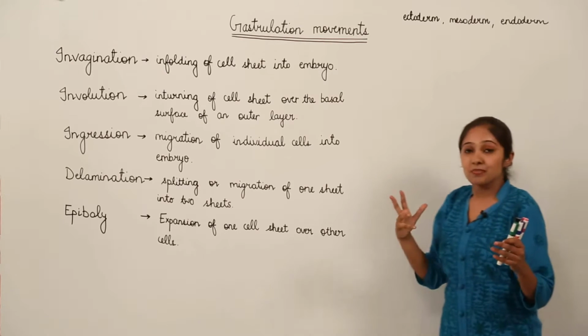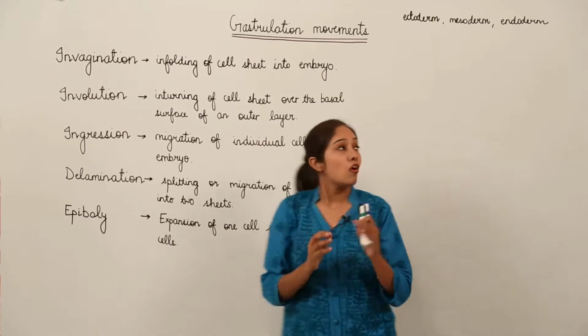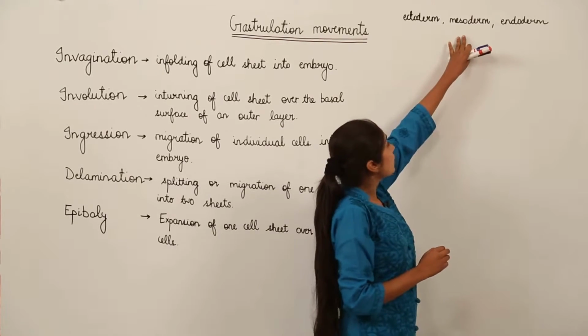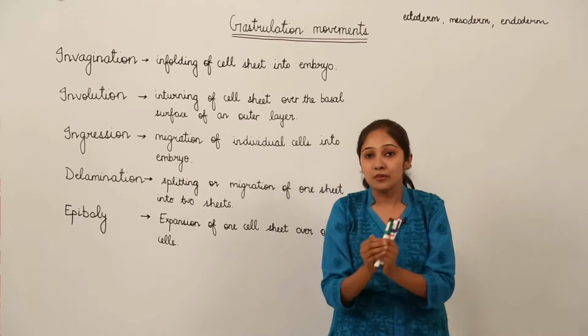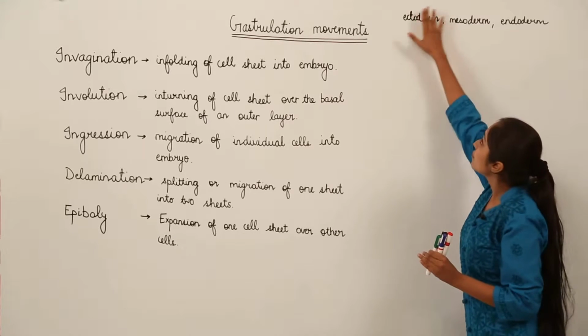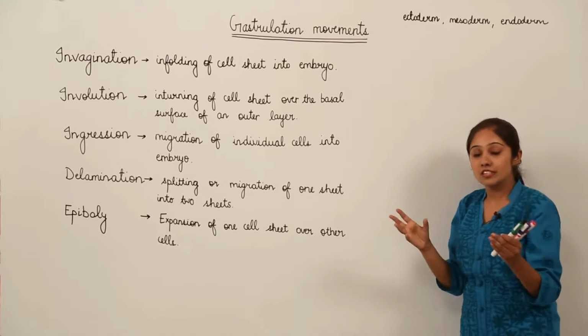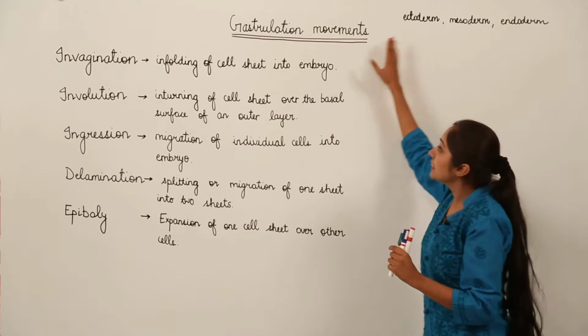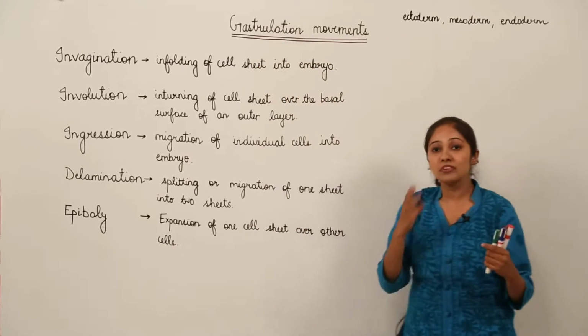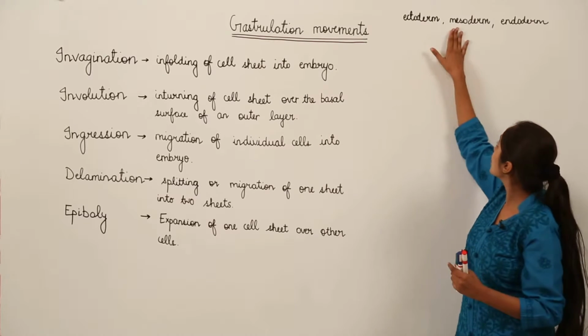So what happens? The endoderm and the mesoderm, which are going to form the inner lining, come towards the embryo, and the ectoderm, which is going to form the skin and the nervous tissue, is present on the outer side. So this gastrulation process is going to form three germ layers, that is ectoderm, mesoderm and endoderm.